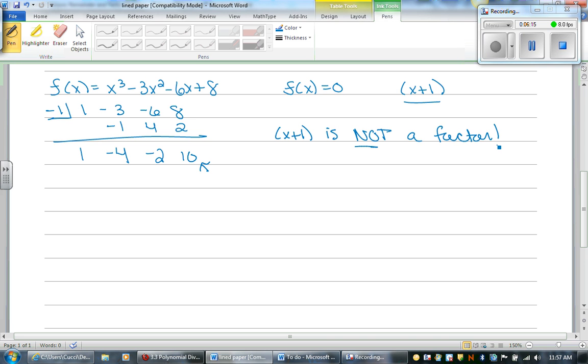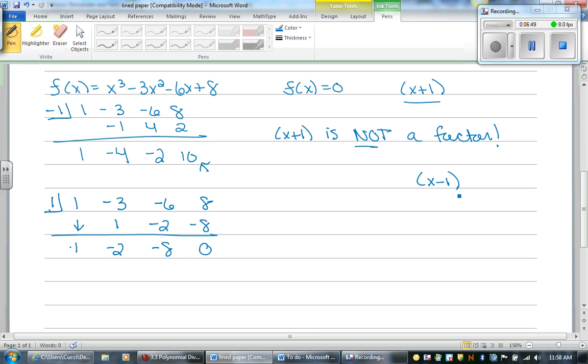Okay? So let's try x minus 1. So again, my c is going to be a 1. 1, negative 3, negative 6, 8. Bring down the 1. 1 times 1 is 1. Negative 3 plus 1 is negative 2. 1 times negative 2 is negative 2. Negative 6 minus 2 is negative 8. 1 times negative 8, negative 8. 8 minus 8 is 0. Okay, so x minus 1 is indeed a factor.